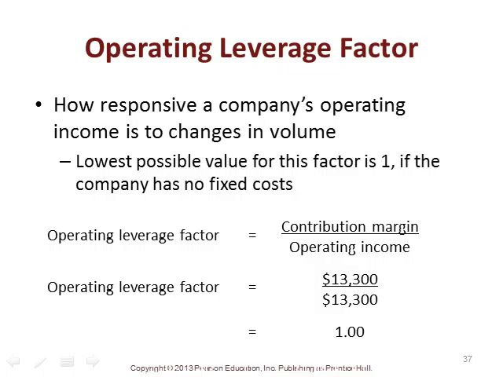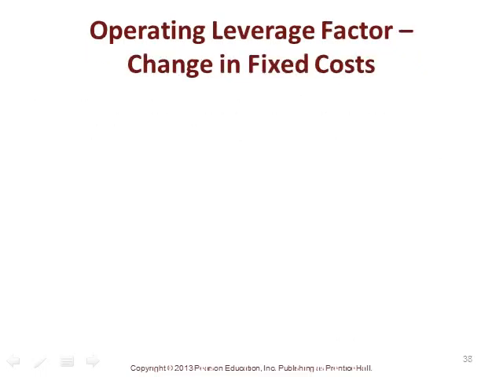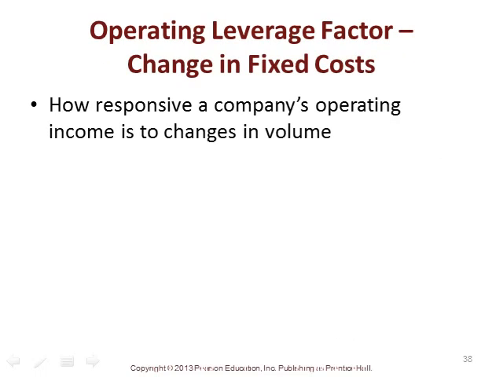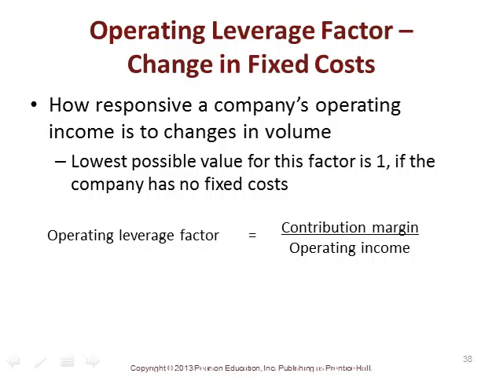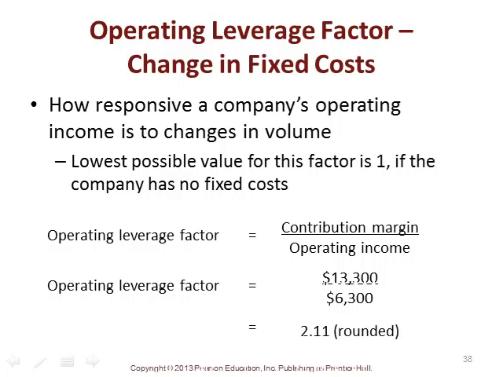So let's look at a different example where we have a different operating income target. Again, operating leverage factors how responsive a company's operating income is to changes in volume. The lowest possible value for this factor is 1, and that's if the company has no fixed cost. We calculate it by dividing the contribution margin by the operating income. If we assume that our operating income in this case is $6,300, we have a 2.11 rounded operating leverage factor.